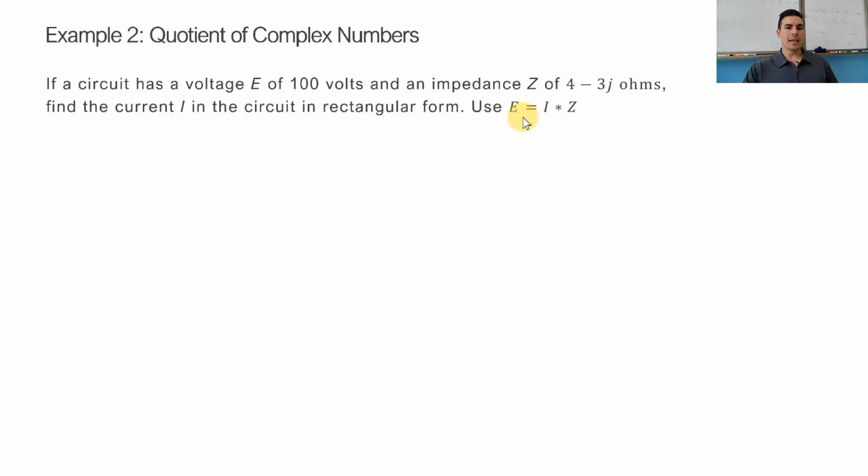We're going to be using E is equal to IZ. So we solve that for I. That's going to be I is equal to E over Z. And I'm going to write E and Z both in complex form. So 100 volts would just be 100 plus 0I.